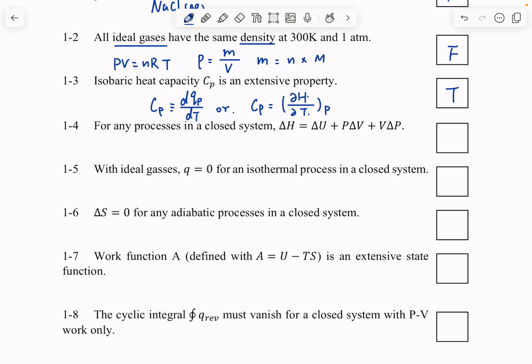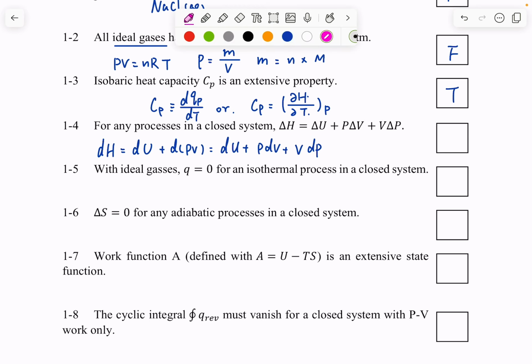4. For any process in a closed system, delta H equals delta U plus P delta V. Now what we have is an expression of delta H. So we know dH equals dU plus d(PV), which is by definition true. We can do integration on both ends, or let's first write this out. So we have dU plus PdV plus VdP. Now if we take the integration on both ends, then it becomes obvious, right?